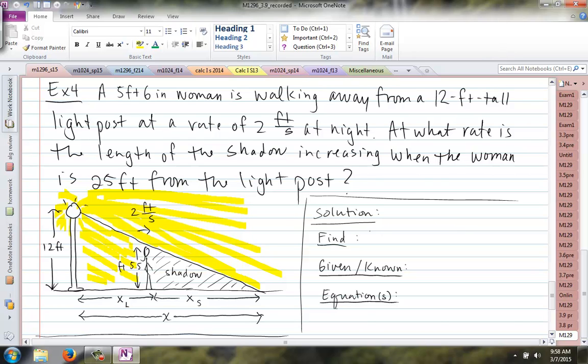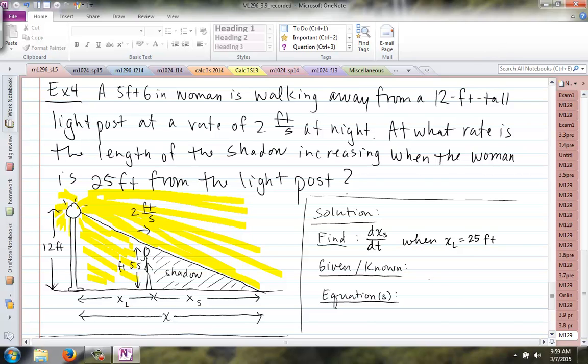So what we're trying to find is the rate at which that shadow length is increasing. So with this setup, that would be d of x sub s over dt. And we want to do this when she's 25 feet from the light post, which is going to be when x sub l is equal to 25.